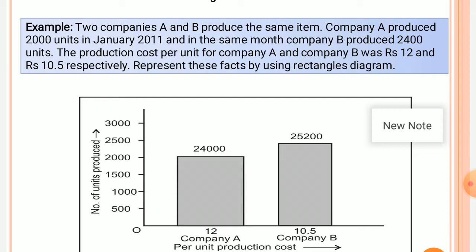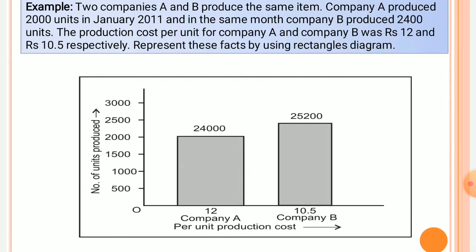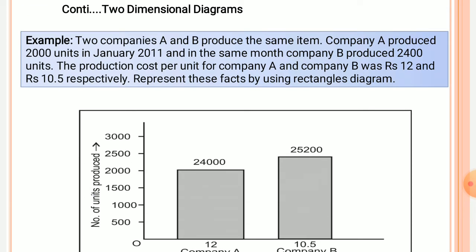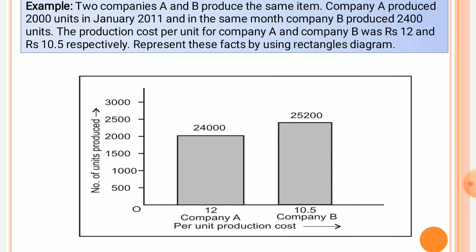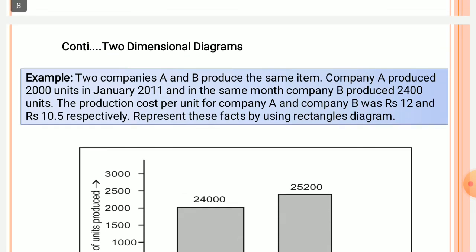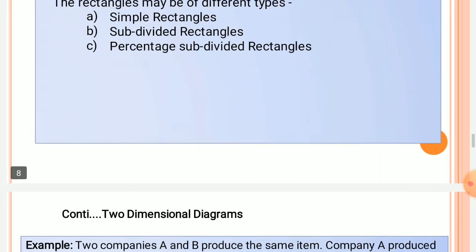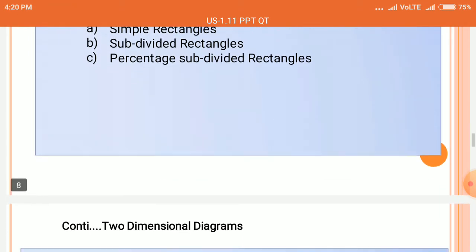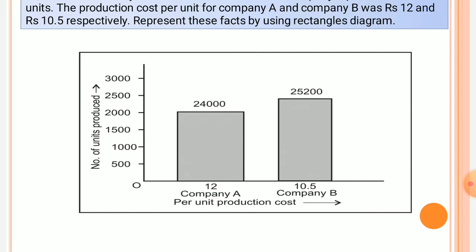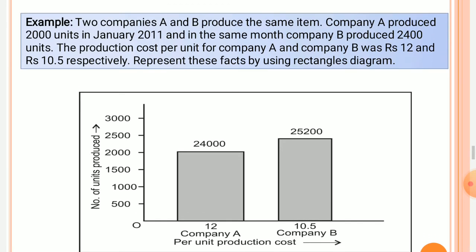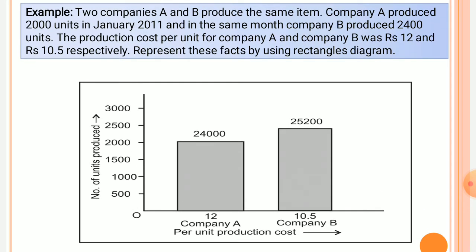Company A produced 2000 units in January, and company B produced 2400 units. Therefore, this is what constructs the rectangle diagram with the given data. Company A and company B, both the companies, are shown.